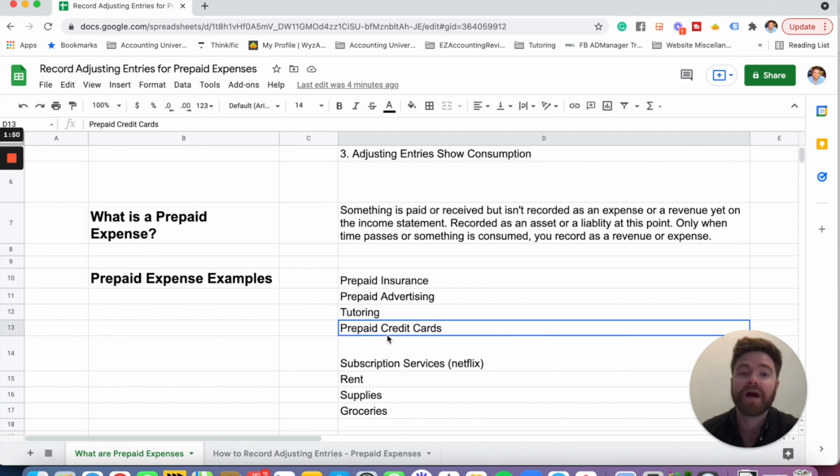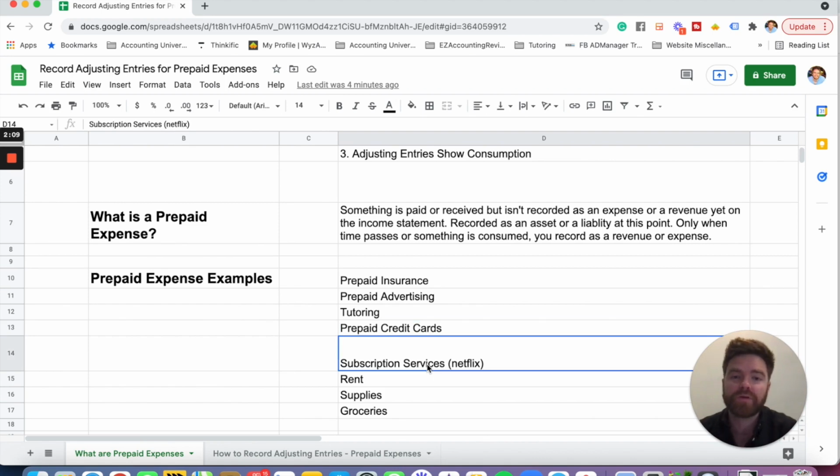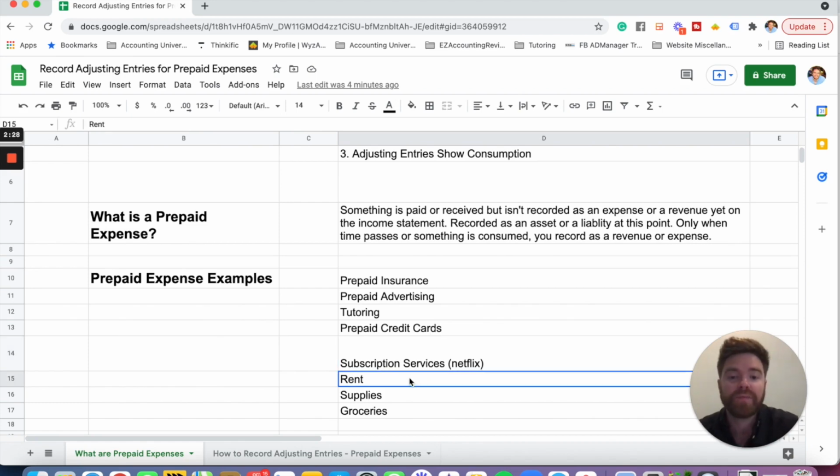Prepaid credit cards is a very common one. You put money on a credit card, right? You can go to a store on a gift card or whatever it might be, and you put money on it, say $50. Then you use that gift card, right? That account depletes, and you have to make adjusting entries to show the correct balance as it goes down. Subscription services, right? You might pay $10 a month, but you pay $10 up front at the beginning of the month, and you get that whole month, right? When you subscribe to Netflix, for example. Then you use that subscription throughout the month, and then the next month you have to pay it again. So it depletes.